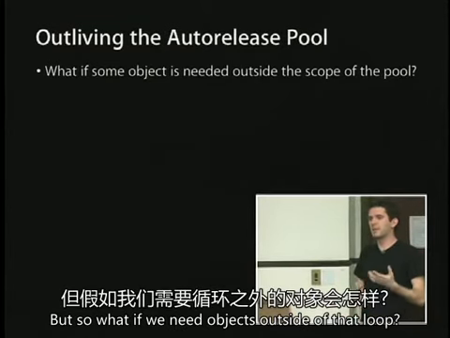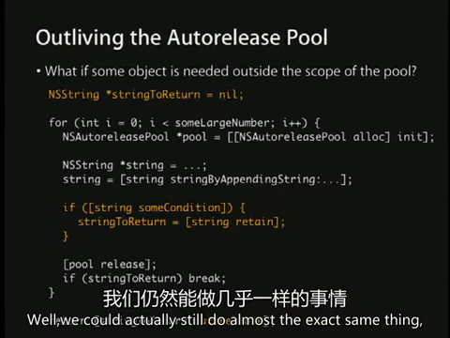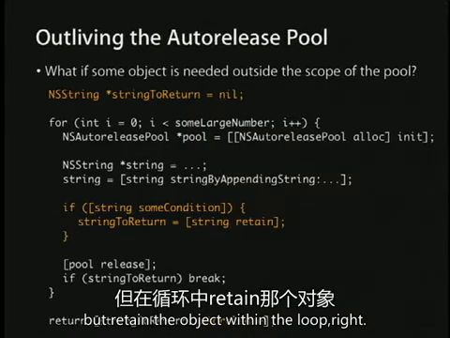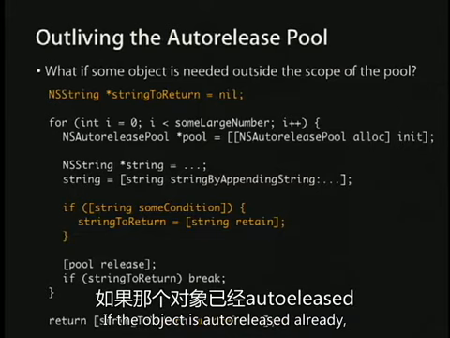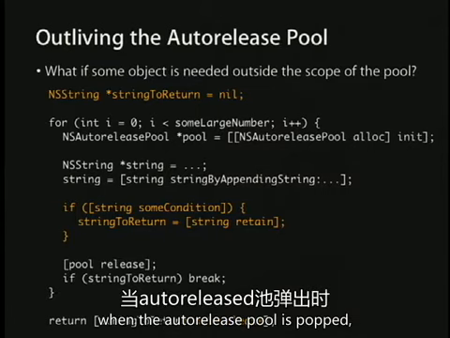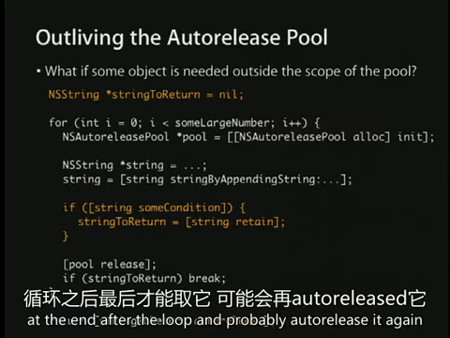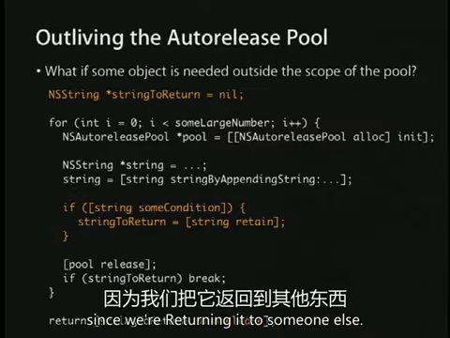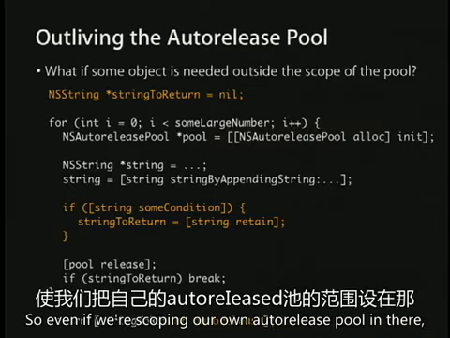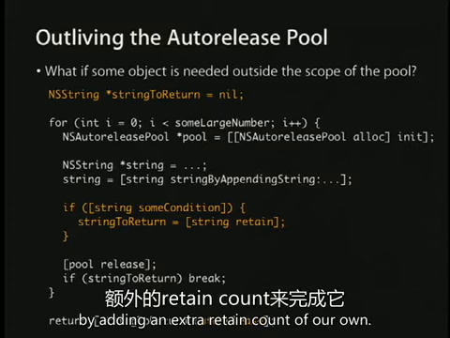But what if we need objects outside of that loop? Well, we could still do almost the exact same thing, but retain the object within the loop. If the object is auto-released already and we put an extra retain count on it, when the auto-release pool is popped, that retain is still going to be there, so we can get to it at the end after the loop and probably auto-release it again since we're returning it to someone else. So even if we're scoping our own auto-release pool in there and we've got some auto-released object that we want to hang on to, we can still do that just by adding an extra retain count of our own.